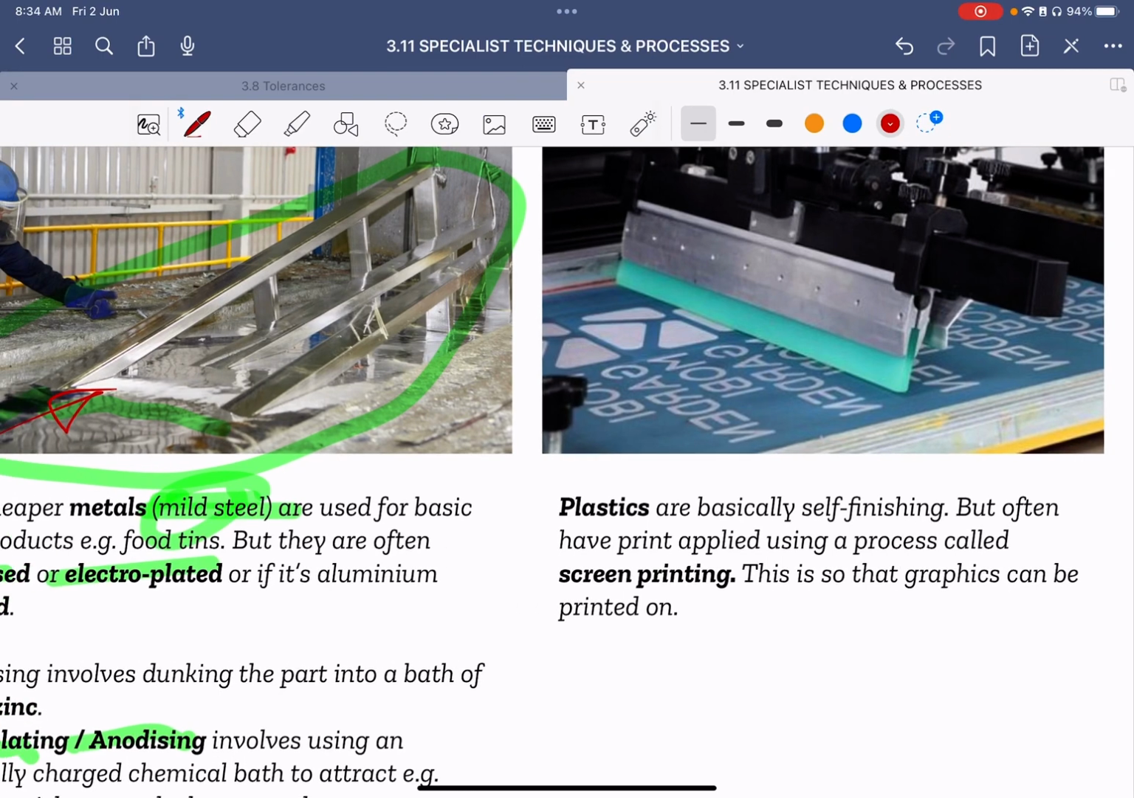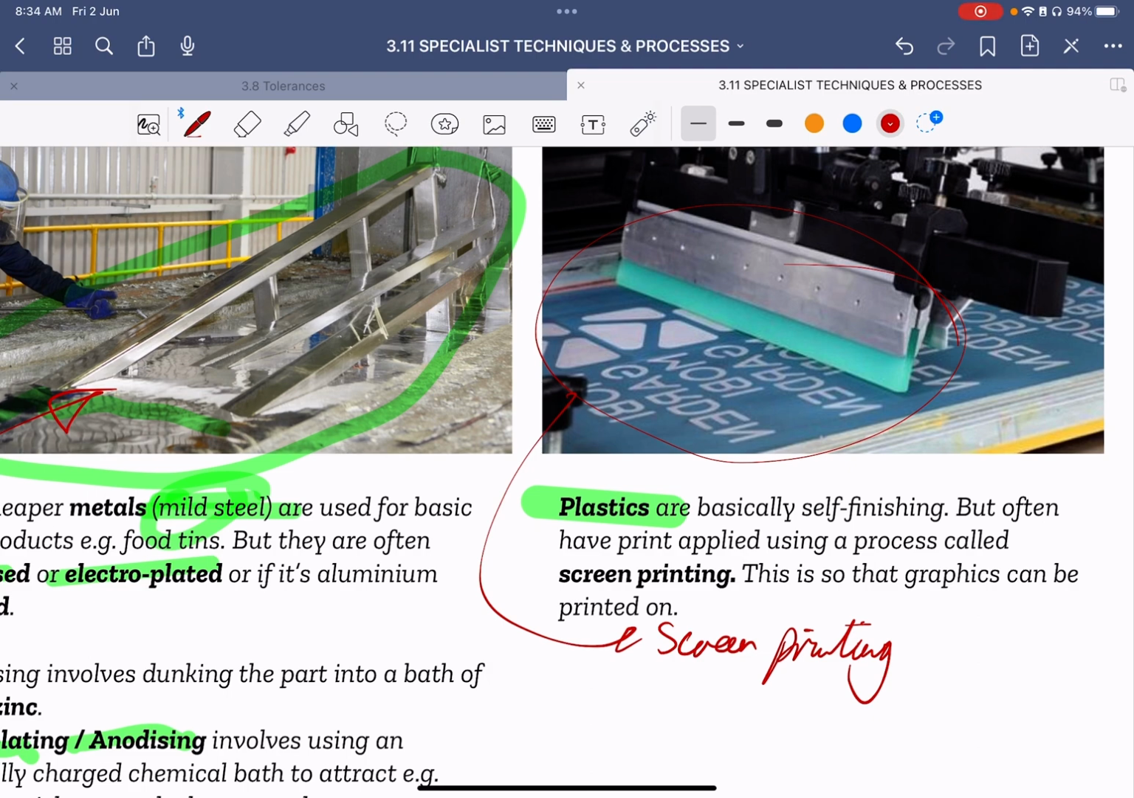Then the last one, plastics. There's not much you can do with plastics, really. The only thing you can really do is print on them as a post-process. Here, this is called screen printing. Screen printing is kind of how graphics is applied to products. I mean, we're talking any material like woods, metals, plastics, but it's often used on plastics.